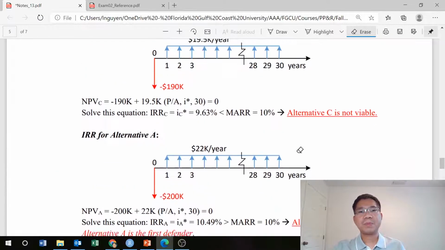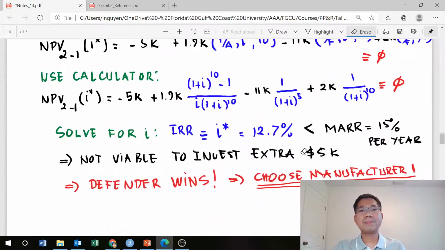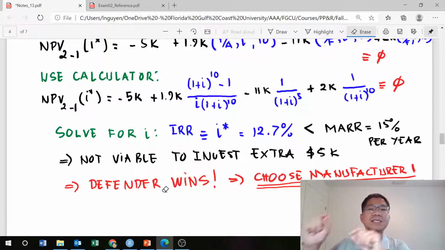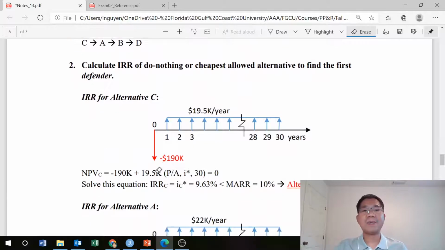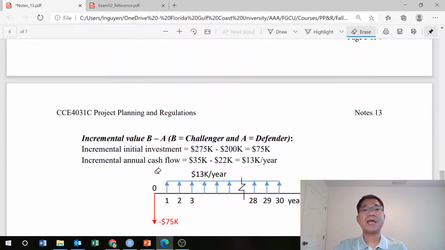Remember, when we do problem 2, the MARR is 15% and the IRR is 12.7%, less than MARR. So it's not viable to put in extra money, and the defender wins. So when the incremental IRR is less than MARR, go with the defender. When the IRR is greater than MARR, go with the challenger. So that's what happened in this scenario.